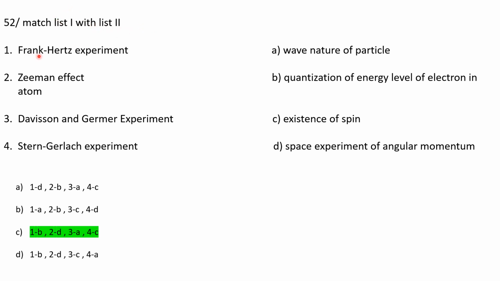So here Franck-Hertz experiment basically states the quantization of energy level of an electron. Then the Zeeman effect of an atom says about the space quantization of angular momentum. Then the Davisson and Germer experiment says about the wave nature of particle, and the Stern-Gerlach experiment basically says about the existence of spin. So here option C is the correct answer.